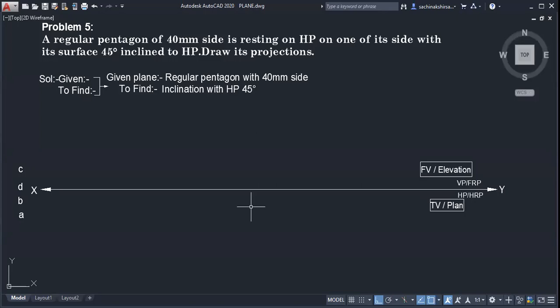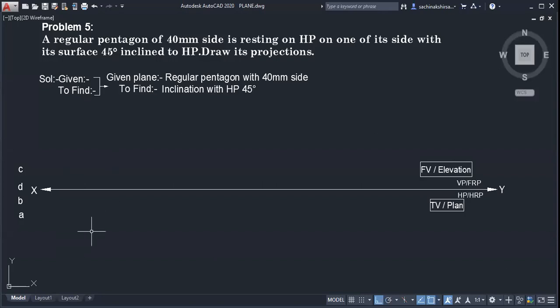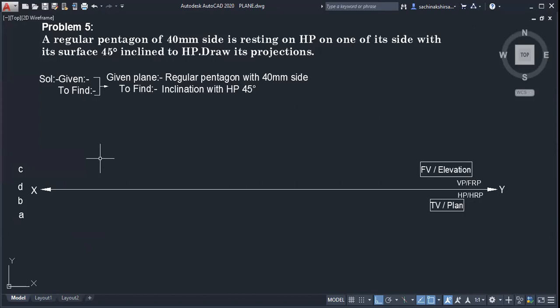How to draw pentagon? Who will tell? Here I want to draw pentagon. First, I will tell, and afterwards you can complete. What is the internal angle of pentagon? We have seen. 108. Very good. So first, you have to draw towards left hand side a line of 40, because its side is 40. That's why we have to draw one line of 40 mm.